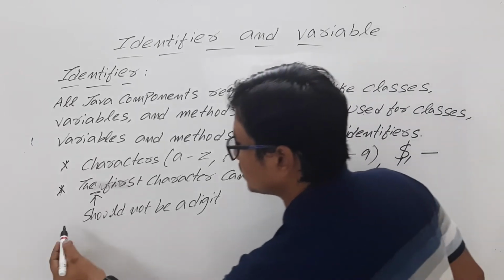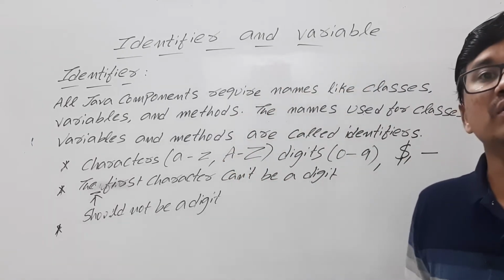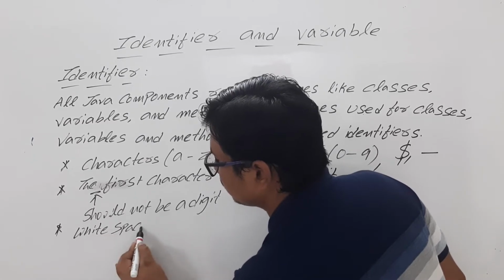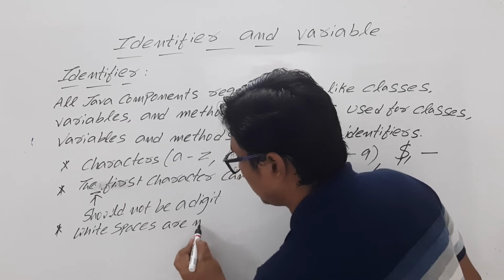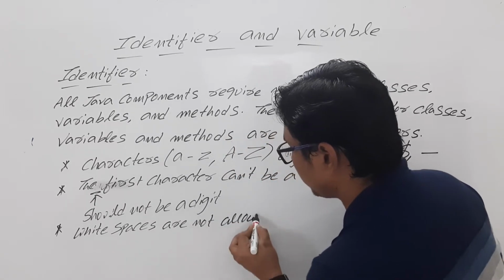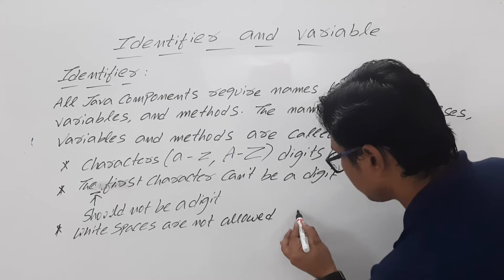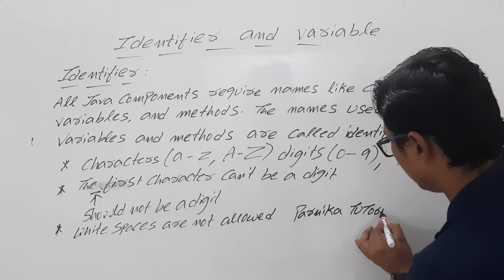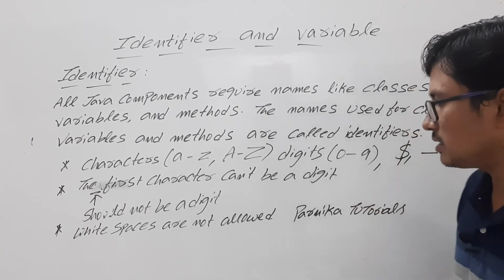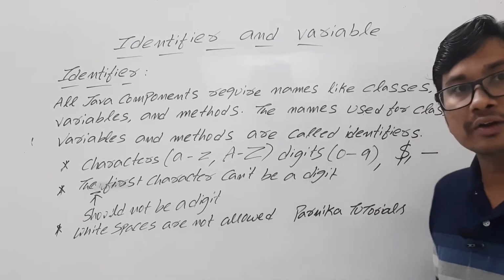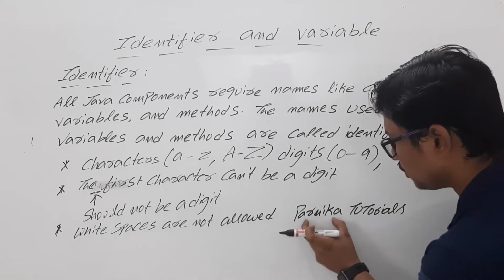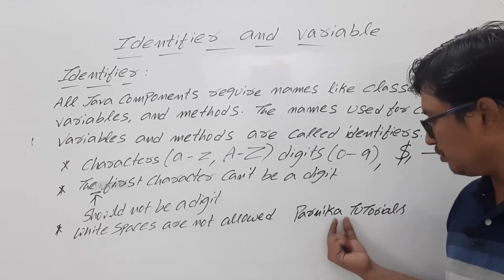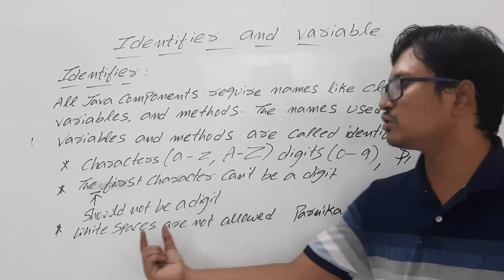The next rule is that white spaces are not allowed in between. Like if you look at my YouTube channel, I would have written Parnika space tutorials. Then only we will say it is Parnika tutorials. Is it clear? But such white spaces are not allowed. Look here: you have Parnika, then a white space, and then tutorials. Such white spaces in between an identifier are not allowed.